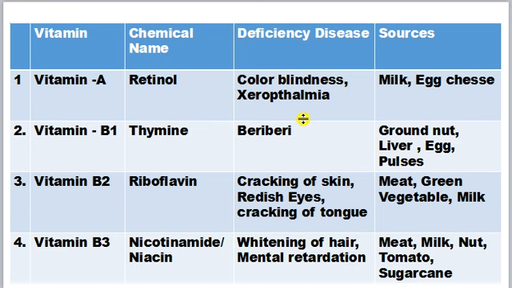What is color blindness? Color blindness, also known as color vision deficiency, is the decreased ability to see colors or differences in colors. In this disease, a person cannot distinguish between shades of red and green. Its sources are milk, egg, cheese, etc.